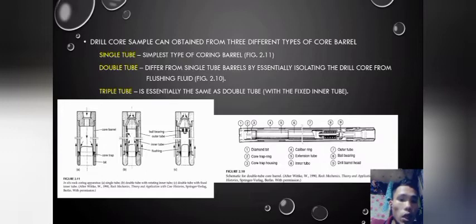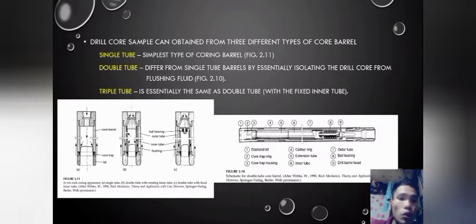This is the shape of the double tube, labeled 1 to 9. First is diamond bit, 2 core trap ring, 3 core trap housing, 4 caliber ring, 5 extension tube, 6 inner tube, 7 outer tube, 8 ball bearing, and 9 is drill barrel head. So this is its appearance.